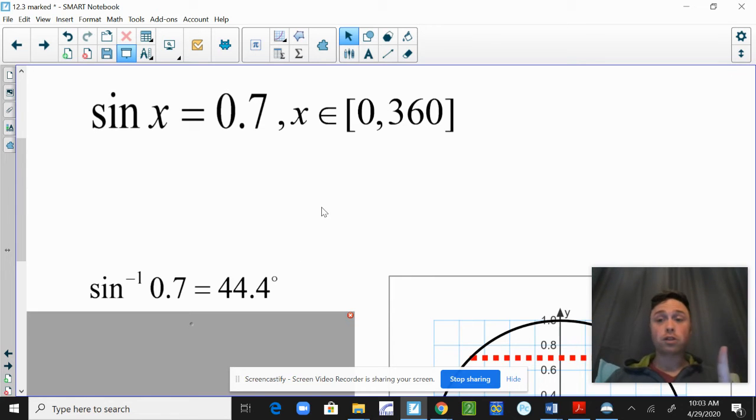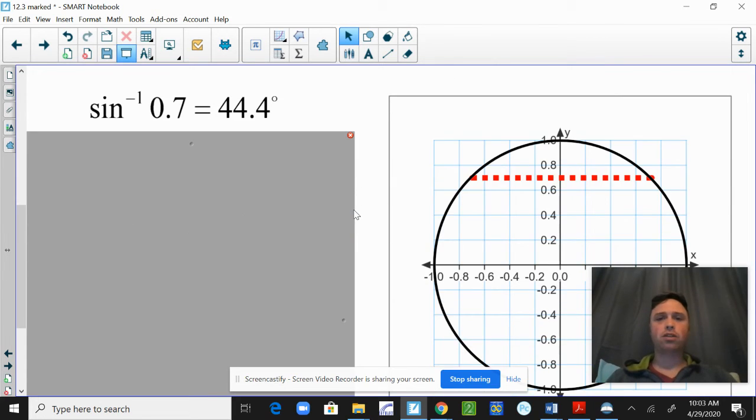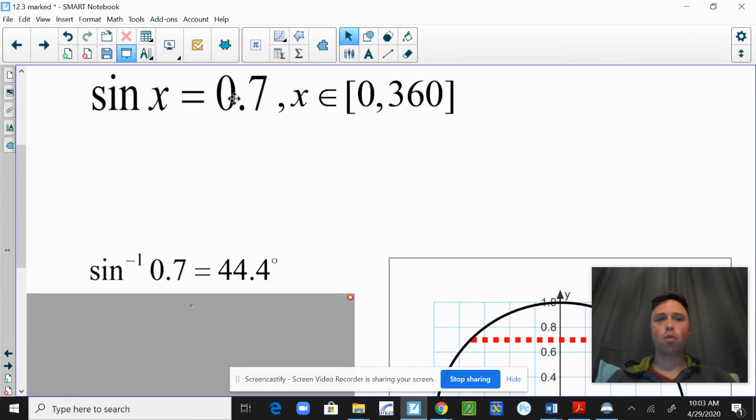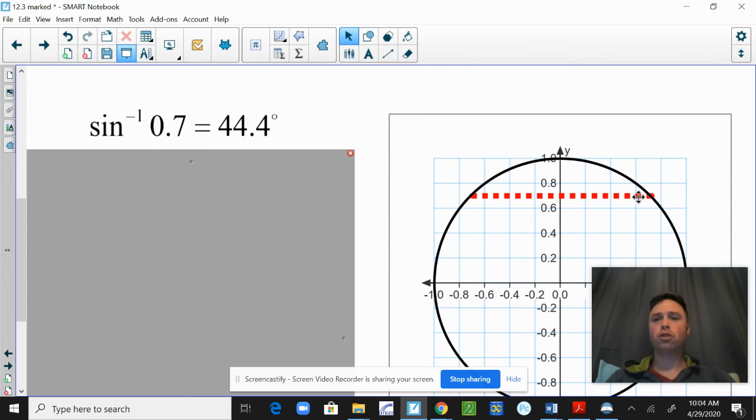Now, that's what your calculator is going to give you. But remember, if we think back to the symmetry on the unit circle, we have two coordinates. Really, what this is saying is that the y coordinate on the unit circle is 0.7, but we know there are 2 points that are like that on our unit circle, right here and right here by that symmetry. So the calculator is always going to give us this acute angle, the solution that would be in quadrant one.